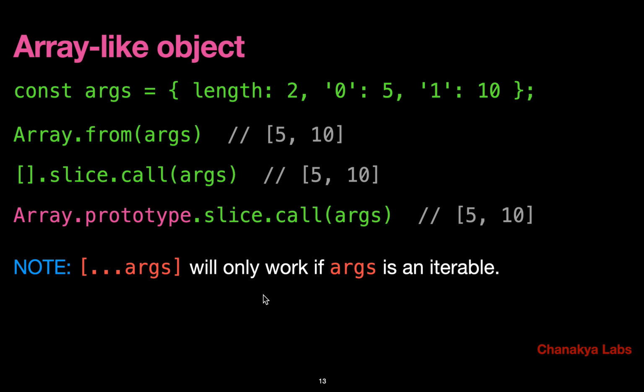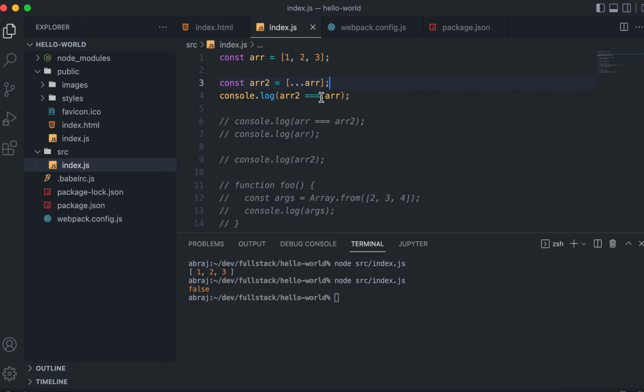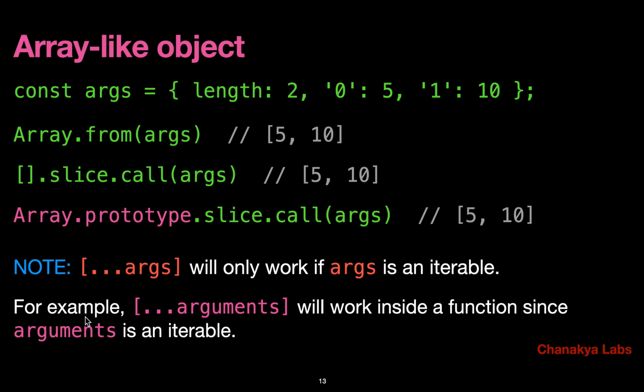This will not work. But arguments is also an array-like object, right? Inside a function, if you do the same thing on arguments, then on that array-like object it will work. Why is that the case? Because you can make something iterable. Arguments is actually an iterable, but your array-like object is not iterable by default. And that's why it is working.